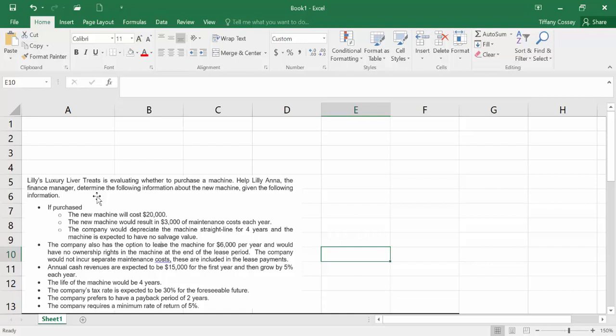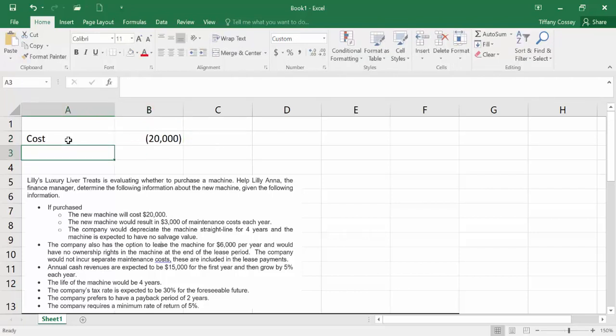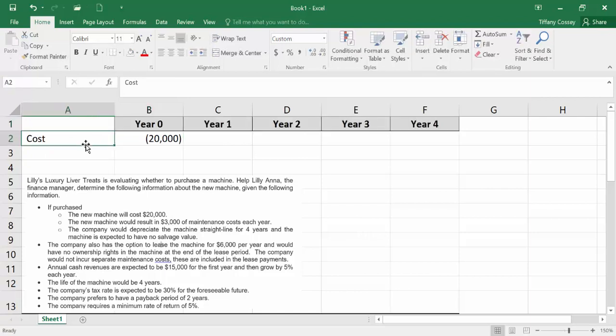Okay, then it says, if purchased, the new machine will cost $20,000. So the cost of the machine is $20,000, and I'm going to put this in as a negative because that's going to be a cash outflow, and that's going to happen in year 0. I've done a little bit of formatting here to make it look a little nicer. That happens in year 0, and now I've put my columns in for years 1 through 4.